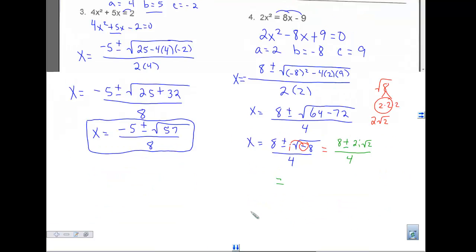Every one of these is divisible by 2. 2 goes into 8 4 times. 2 goes into 2 1 time. And 2 goes into 4 twice. So this is my x equals. This is my answer. And this is done.